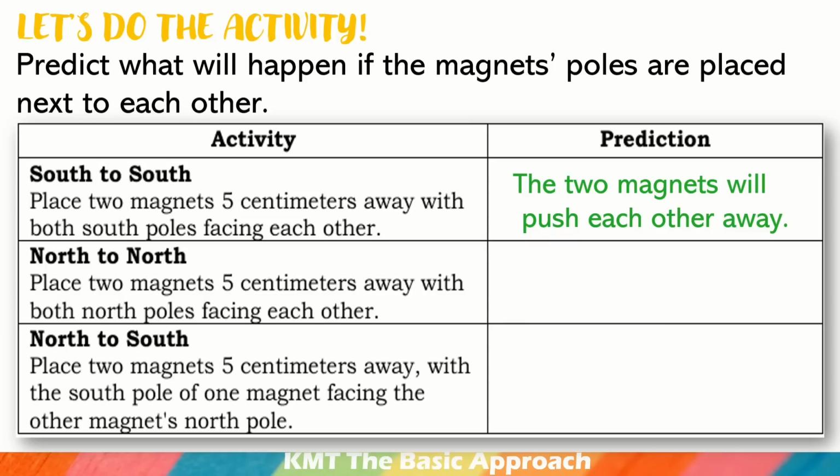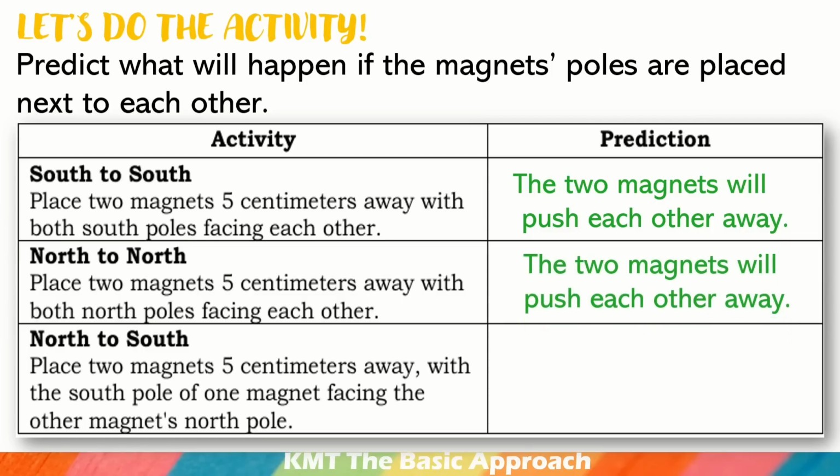Next, north to north. Place two magnets 5 centimeters away with both north poles facing each other. What will be your prediction? Great! The two magnets will push each other away.